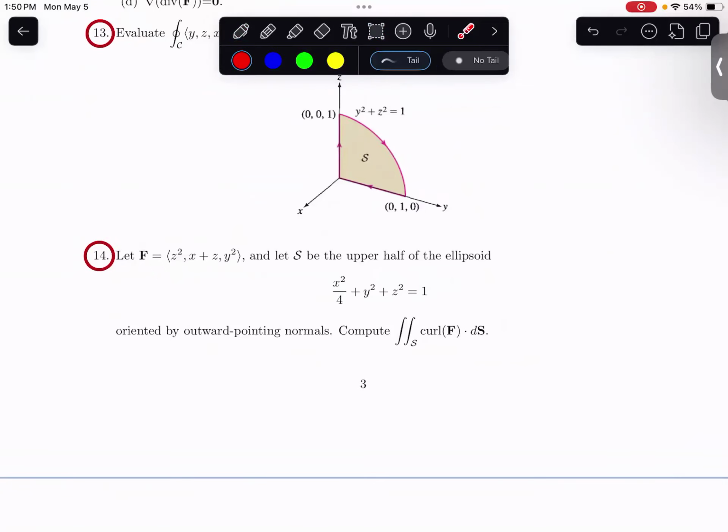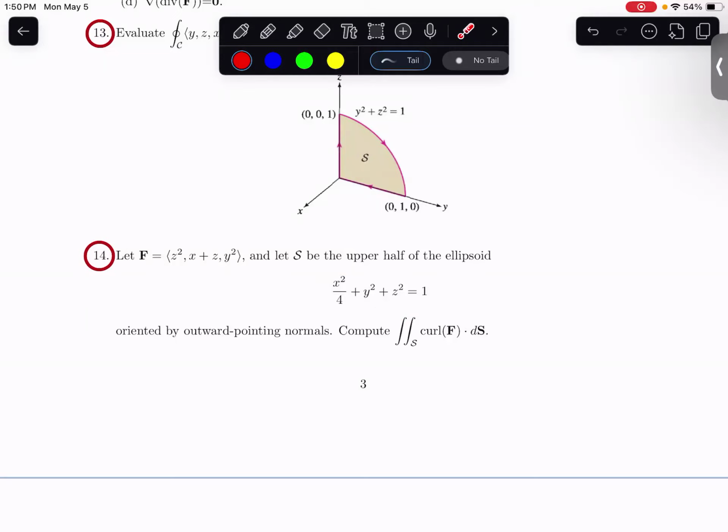it wants you to do the following integral. This one looks worse than it actually is, I would say. So we have the following vector field given by z squared, x plus z, and then y squared in the last component. And then the surface we're integrating over is described by this equation. So it's x squared over 4 plus y squared plus z squared is equal to 1.